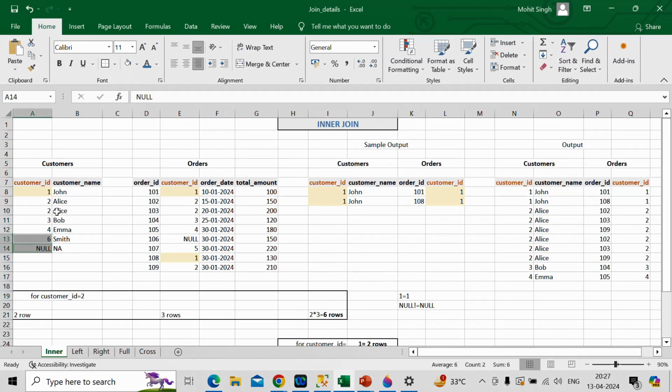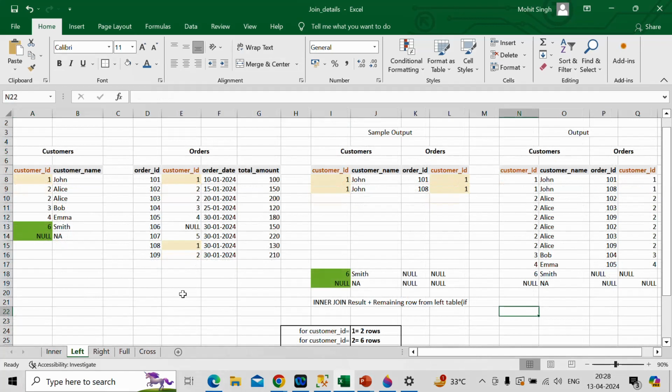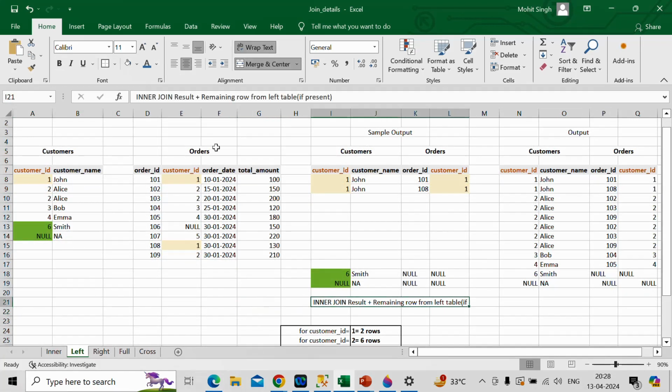So these two records are extra records of the left table, which is the customers table. So why am I repeating this line again and again? For that, let me switch to left join. Now focus on this line. Left join is nothing but a combination of inner join result and remaining rows from the left table. Why have we used this word left? Because it is left join. In case of right join, we will use the right table.